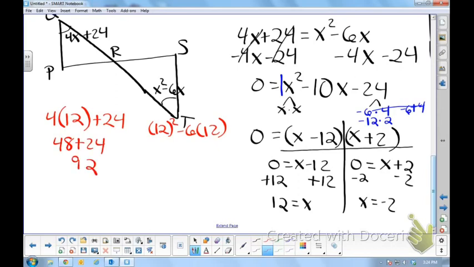72. Sorry, I think I did my addition wrong. 48 plus 24 is 72. Sorry about that. Then we're going to check our next one. 12 squared is 144. 6 times 12 is 72. 144 minus 72 is 72. So that's fine. We're happy if the angle comes out positive. So 12, it works. We're going to see if negative 2 works as well.